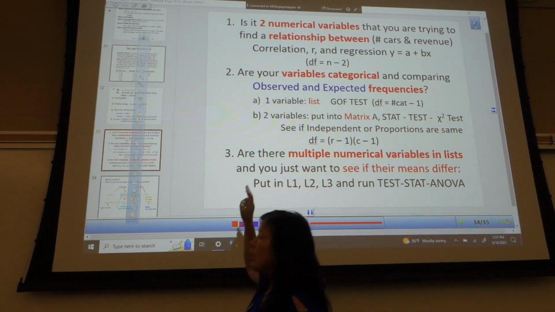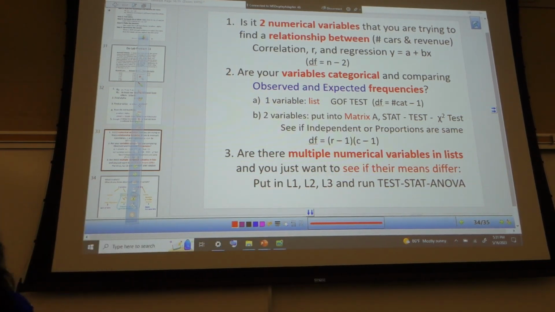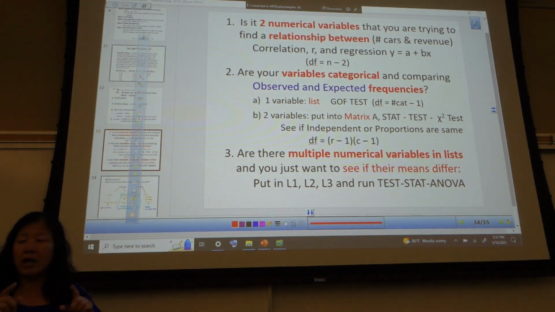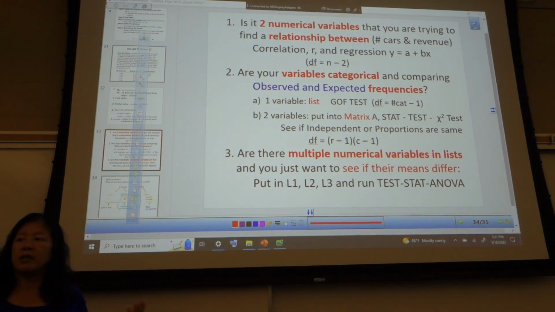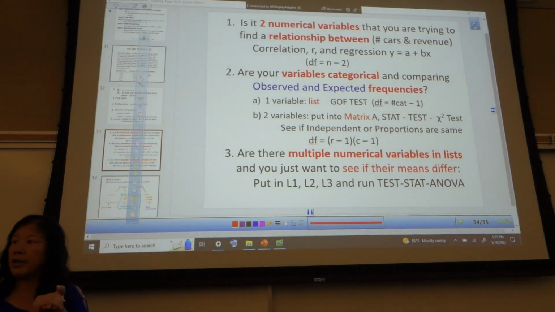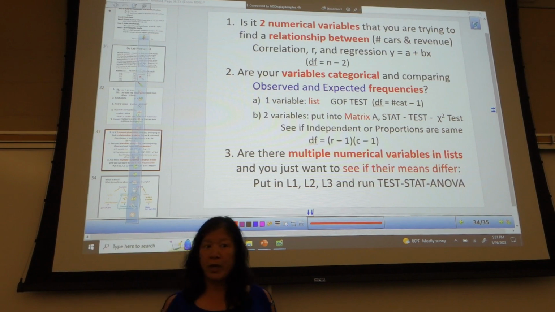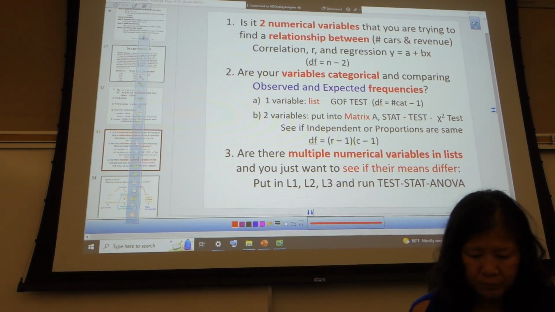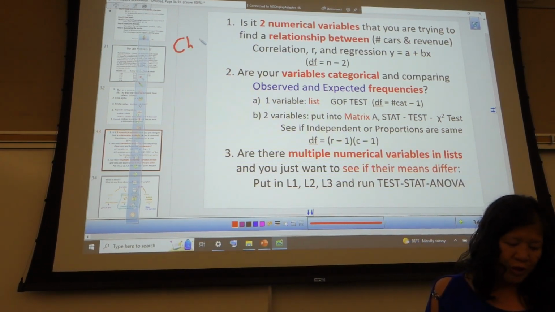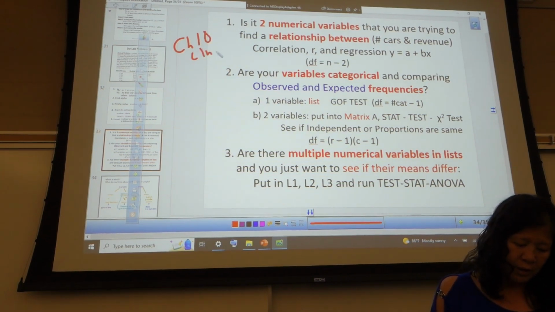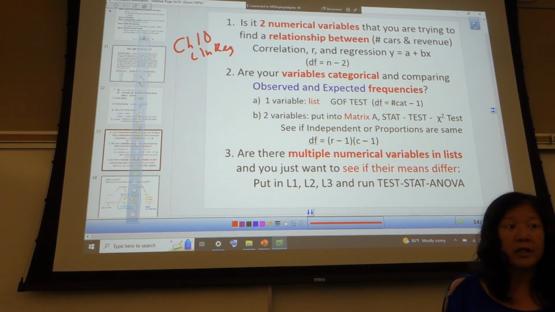So if your two variables are numerical, and I'm not saying that cars and income are numbers, I'm saying the answers to them. How many cars do you have? What's your income? The answers are numerical. That's what makes a numerical variable. Everybody on board? Then that is going to be linear regression, chapter 10. It should say something like correlation or regression in there as well. So linear regression, that's the one that has R in it.